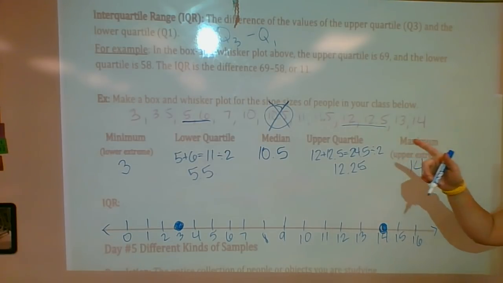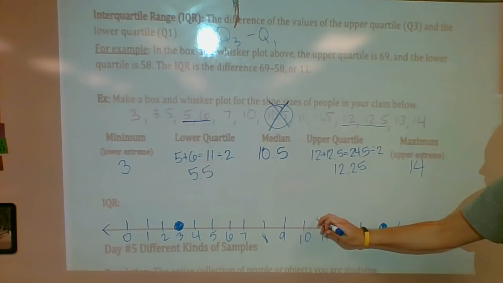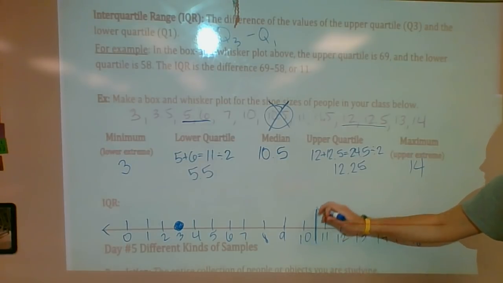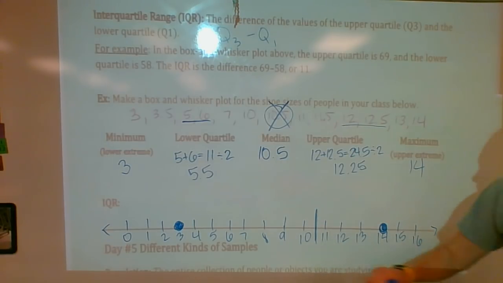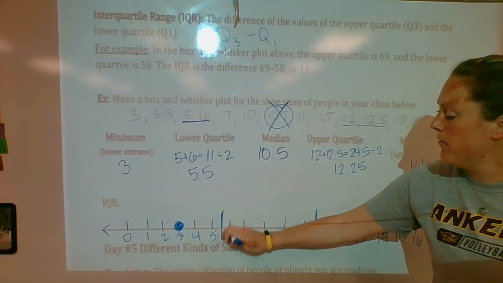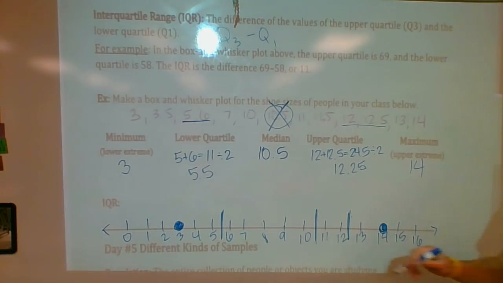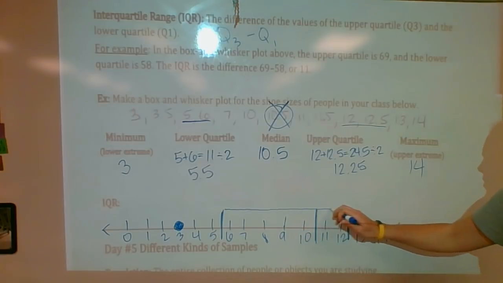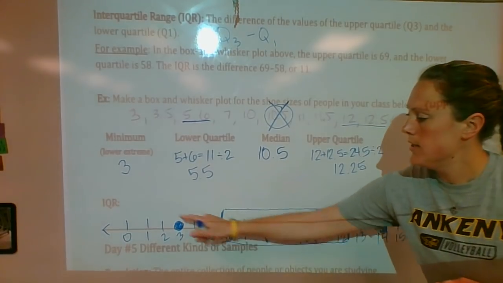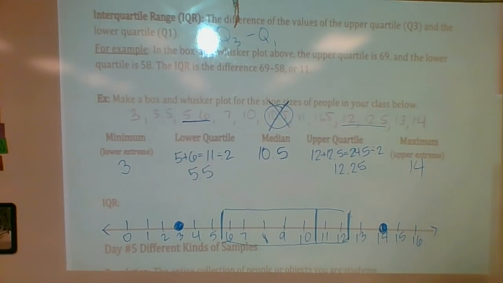So then my quartiles: the median, the middle of my data, was about 10.5. My lower quartile was at 5.5. And then my upper quartile was slightly more than 12, so about 12.25. So what we consider to be the box is the middle 50%. That's also what we call our interquartile range. So the middle 50% of our data.